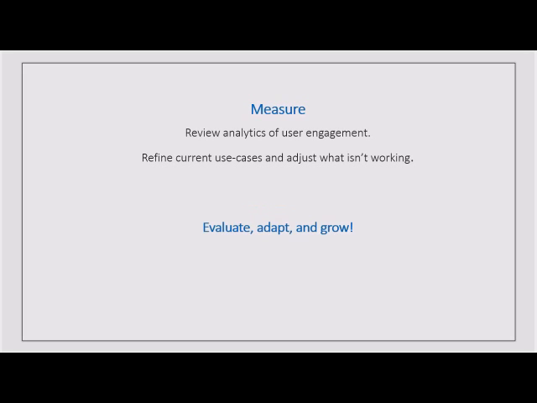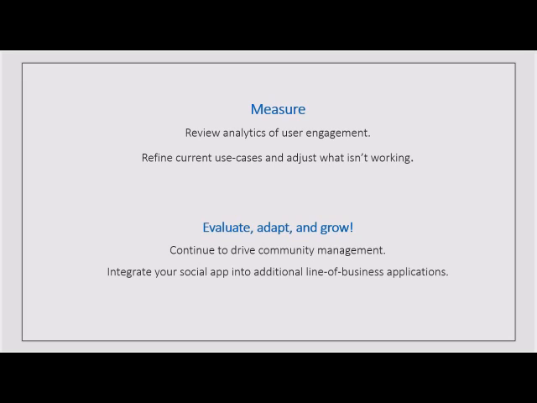Then finally, we need to evaluate what AJ was just talking about. We take a look at the data. We measure the analytics. We take a look at what's working, and by doing so, we're able to adapt what wasn't working, and we make changes to it. Like AJ said, it's a journey. It's not something that you're going to implement right away and have it just take off. You're constantly adapting. You're constantly working to make those adjustments to work within your own corporate culture.